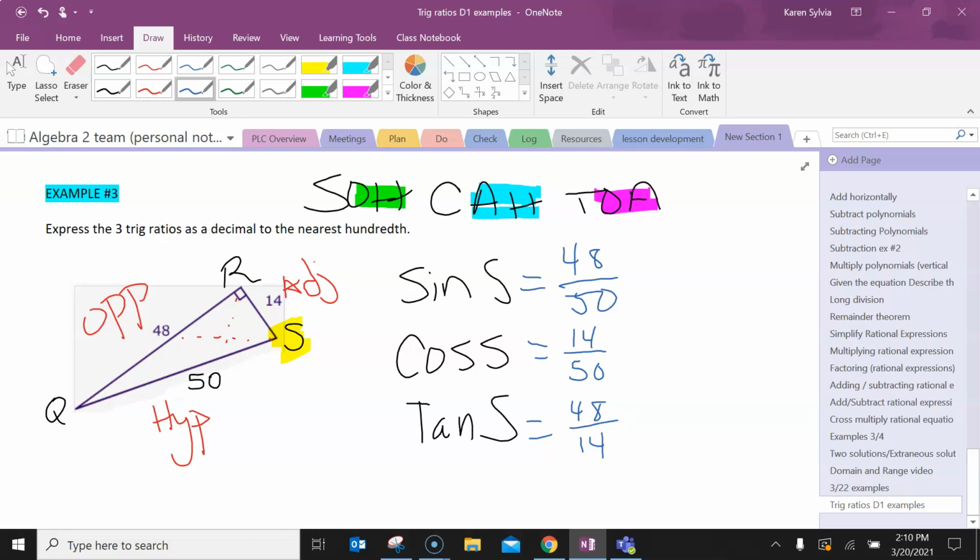So the last step is to identify these as decimals to the nearest hundredth. All I need to do now is divide. 48 divided by 50 is going to give me the value of 0.96. Cosine of S, 14 divided by 50 gives me the value of 0.28. And the last one, tan of S, 48 divided by 14 gives me the value of 3.43 when rounded to the nearest hundredth.